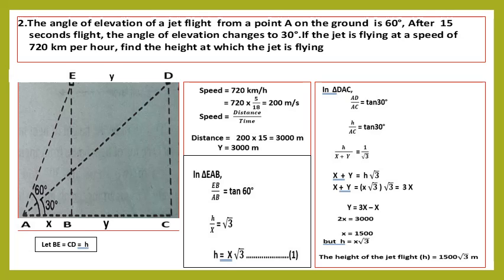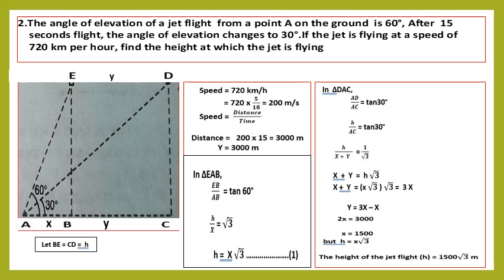Now the speed is given. Therefore the distance covered in 15 seconds is 200 into 15 is equal to 3000 meters. The flight takes 15 seconds to cover the distance from E to D. That ED we are taking as Y. So Y is equal to 3000 meters.